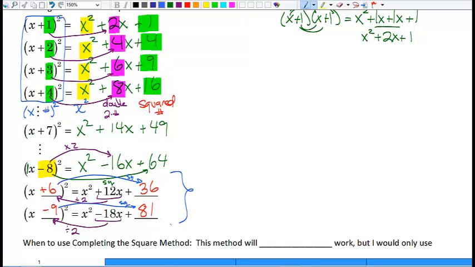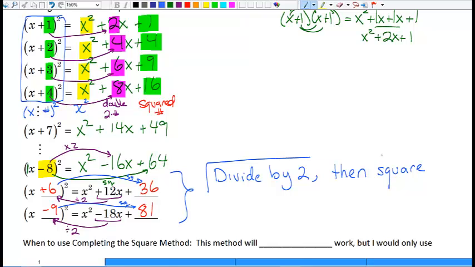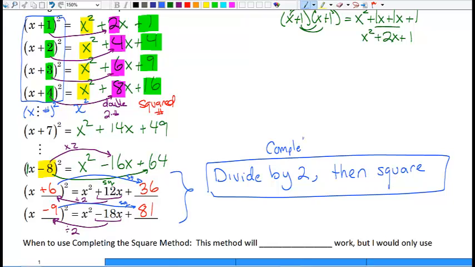So to do these two, the rule was you would take your middle term and divide it by 2 to get the number inside the binomial, and then you would square that to get your last one. Divide by 2 and square. Divide by 2 and square is going to be our little mantra whenever you're trying to complete the square. We will always be dividing by 2 and squaring.